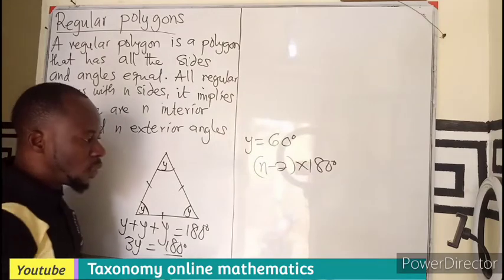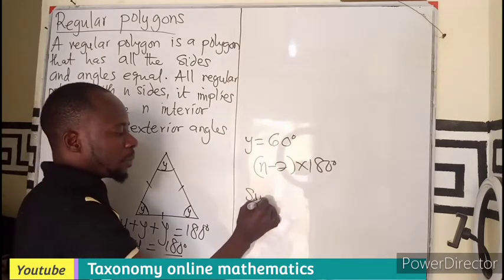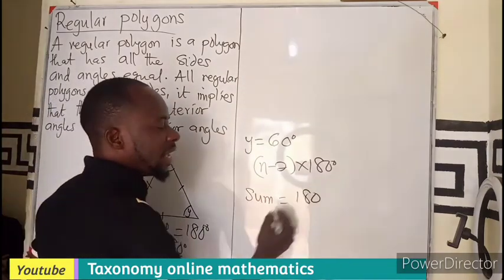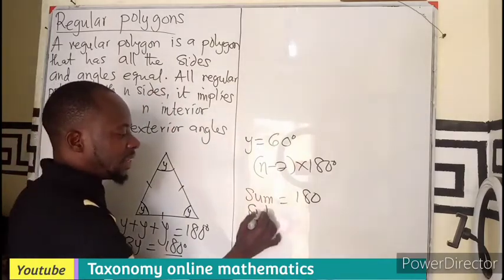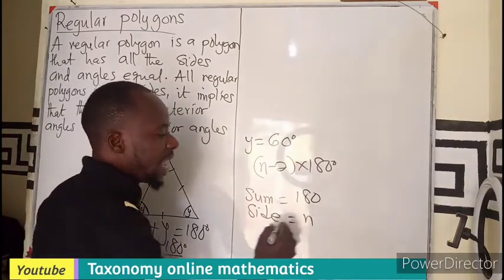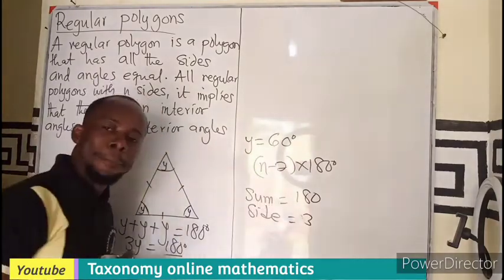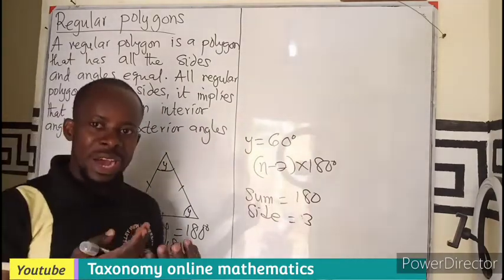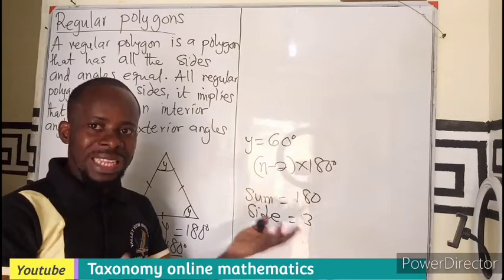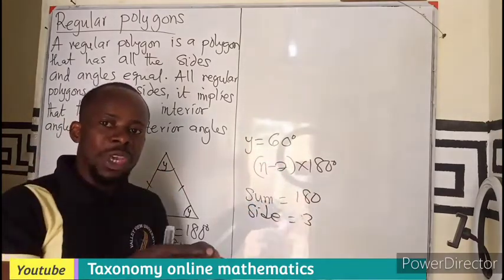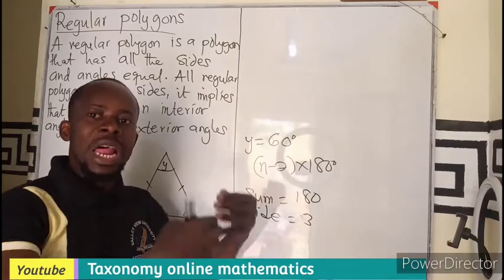So I will say that if the sum is 180 and the number of sides is n, in this case 3, I'll put 3 here. I want to find the value of each of the angles. There are 3 angles summing up to give me 180. How will I get it?